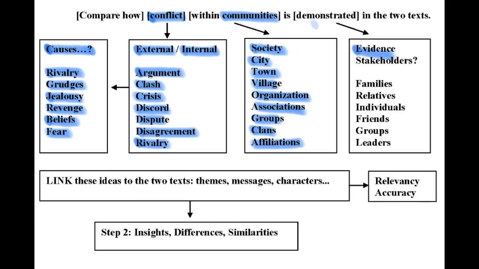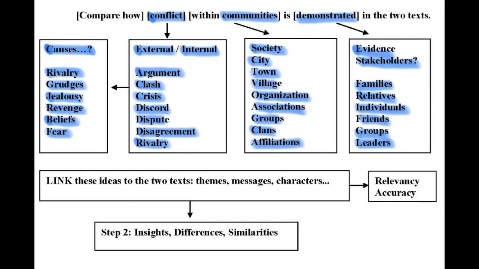Over here, demonstrated is, like I said, to do with evidence, and I'm going to list the stakeholders here: families, relatives, individuals, friends, groups, and leaders. And if we think about the kind of conflict, for example, that exists in The Crucible, it's mainly between individuals, but it's also certain groups, certain families, groups of friends, and so on. So we can start to frame the context of the conflict in that sense.